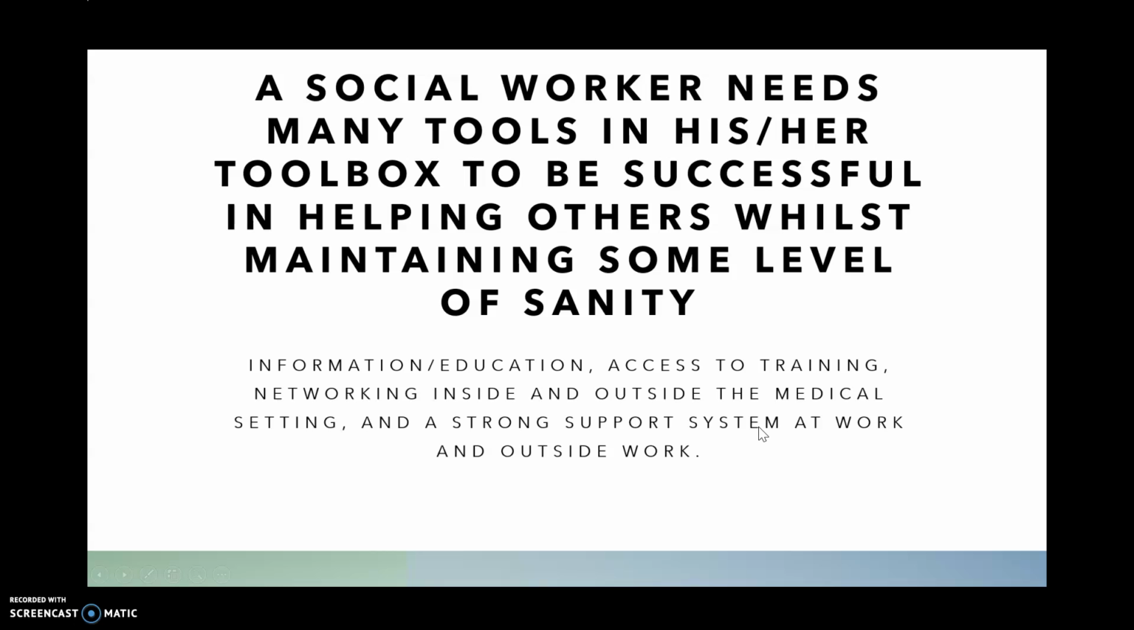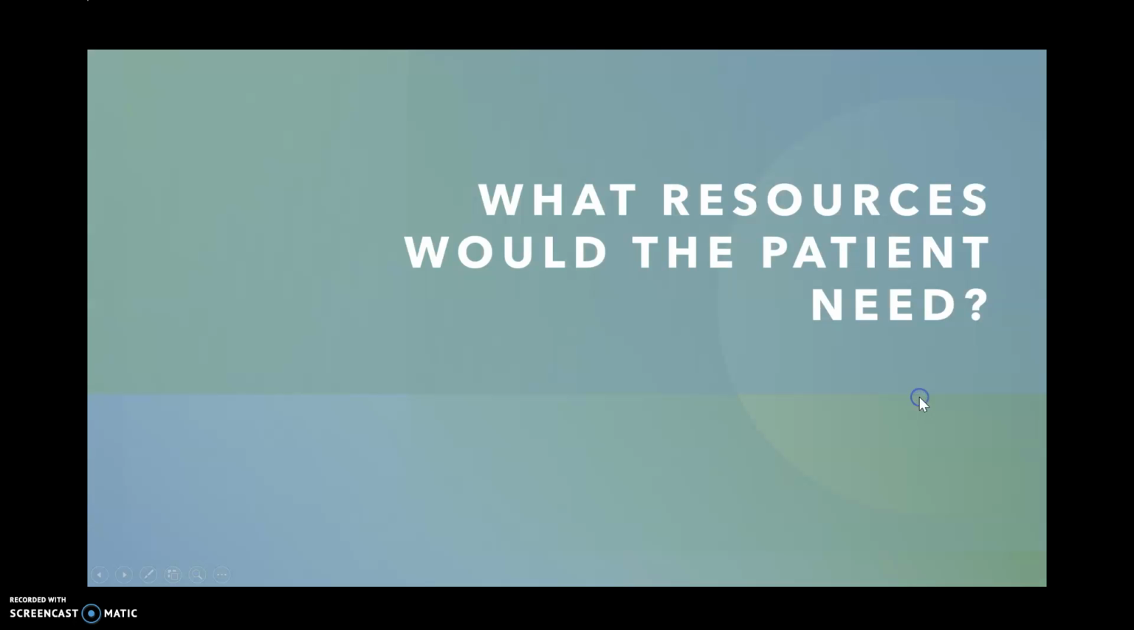A social worker needs many tools in his or her toolbox to be successful in helping others whilst maintaining some level of sanity. Information and education, access to training, networking inside and outside the medical setting, and a strong support system at work and outside of work. What resources would the patient need?